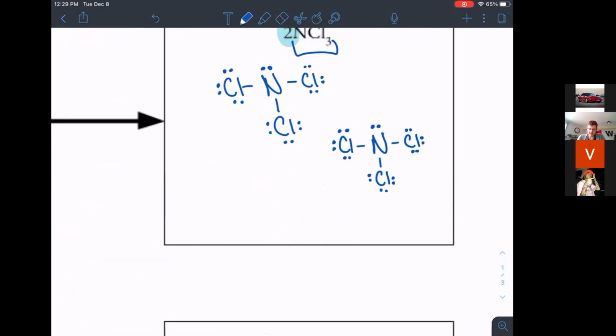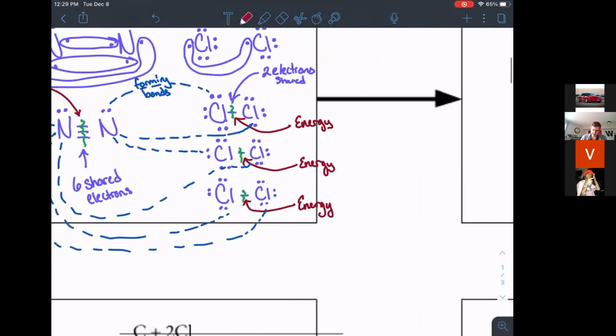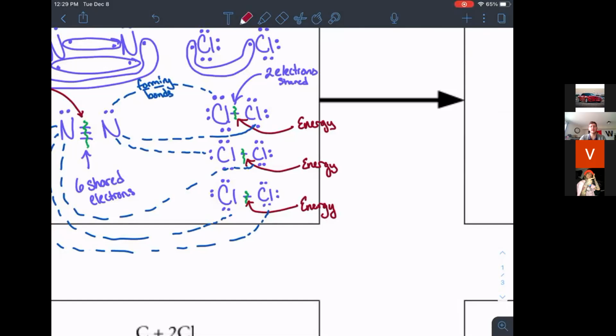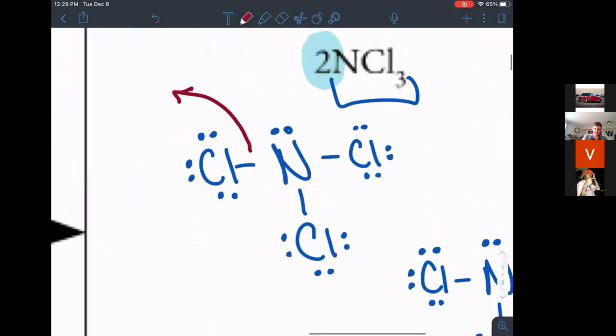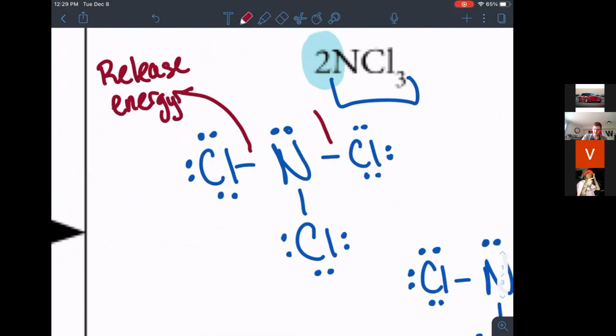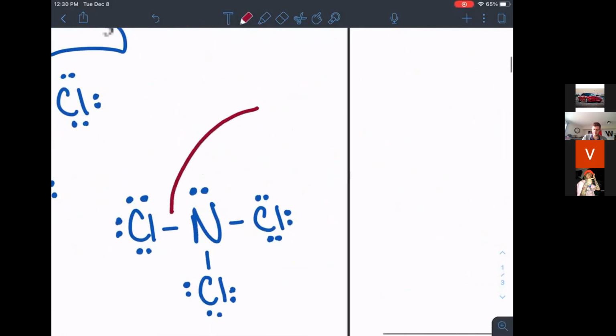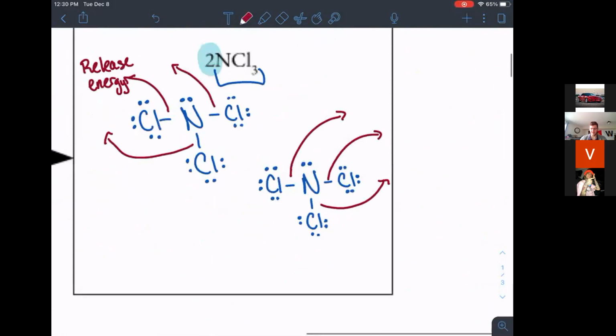And then our last step, it did say to show that the energy was being absorbed or released. In these, we absorbed energy to break those bonds. When we formed new bonds, we are actually going to release energy. So we're going to show that energy gets released from each of those bonds by drawing arrows leaving those bonds, showing that energy gets released.